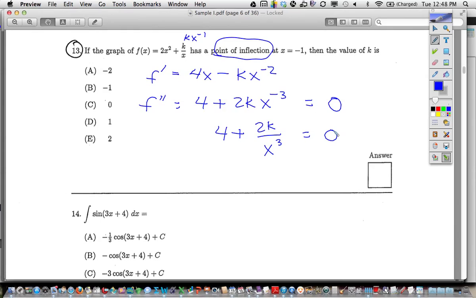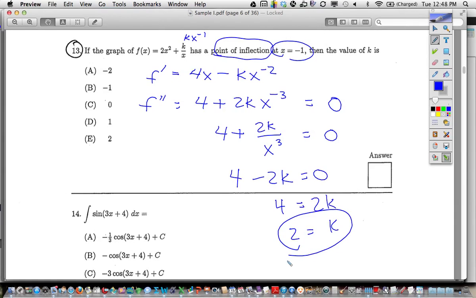Now there's one more thing I can still do, because I still have two variables in it. I can put a -1 in for x, because they told me that's where the inflection point is going to be. So when I put a -1 in for x, -1 cubed is -1, so that makes this -2k equals 0, so it's pretty easy to see that k is going to equal 2. Right? k is going to equal 2. Now, did anybody get a 2 doing that differently?